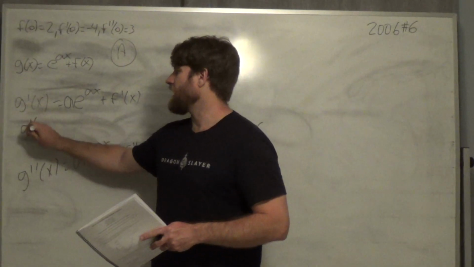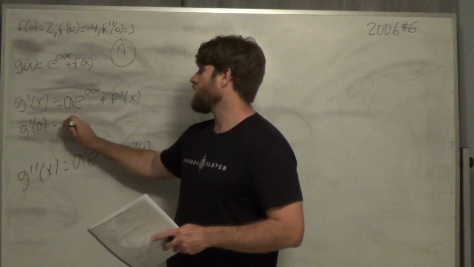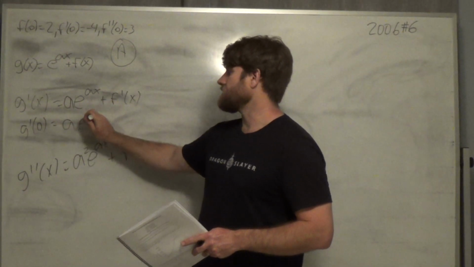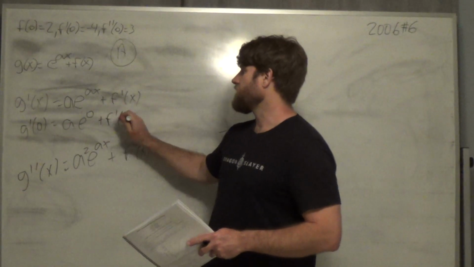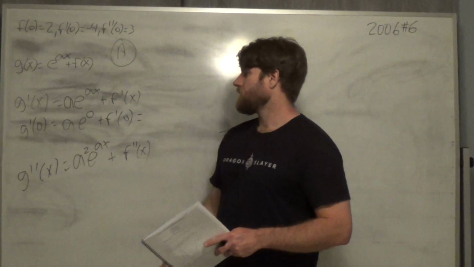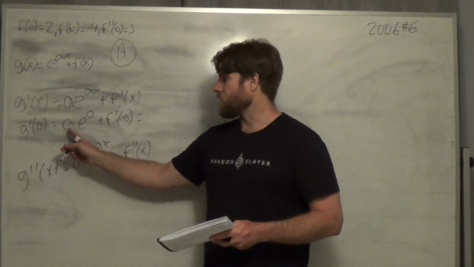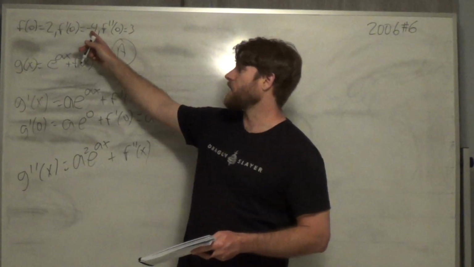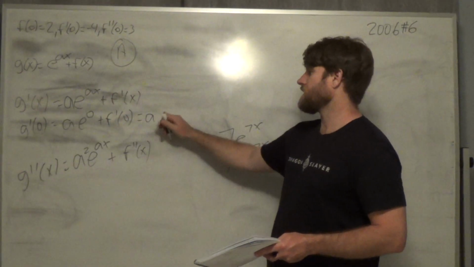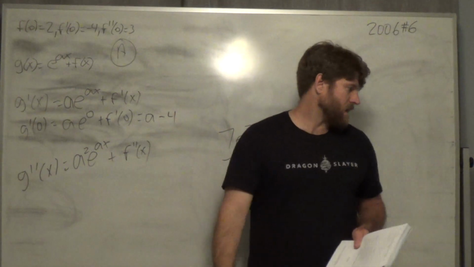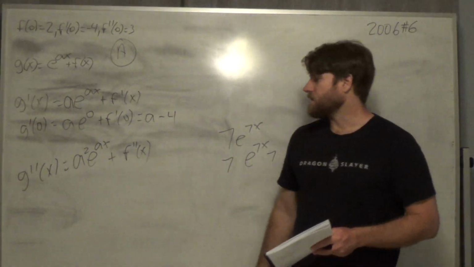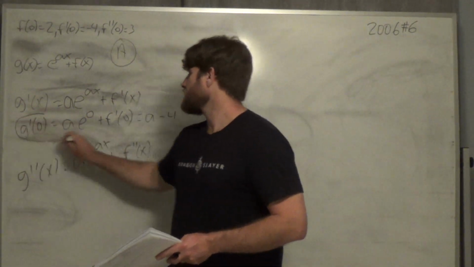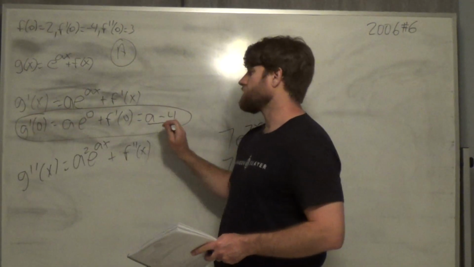Okay, so now let's answer the question. What is g prime 0? I put a 0 up there, 0 times a is 0, f prime 0. e to the 0 is 1, so a times 1 is a. And f prime 0 they gave us way up here is negative 4. So a plus negative 4, in other words, a minus 4. The second one now wants g double prime. So a minus 4 is the answer.